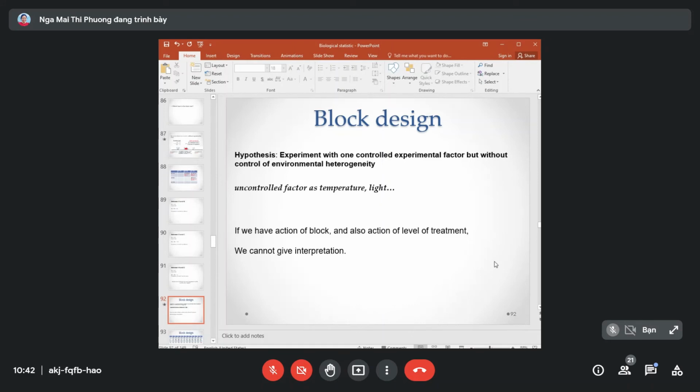If the answer is no, you will be very happy. But if the answer is yes, you have to think about the experimental design.